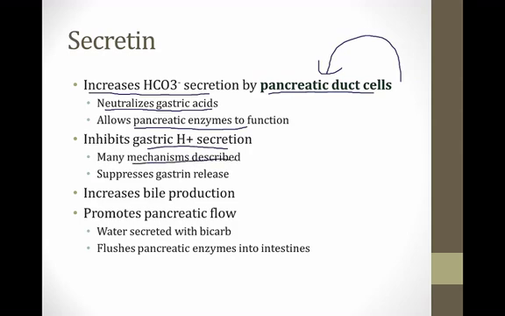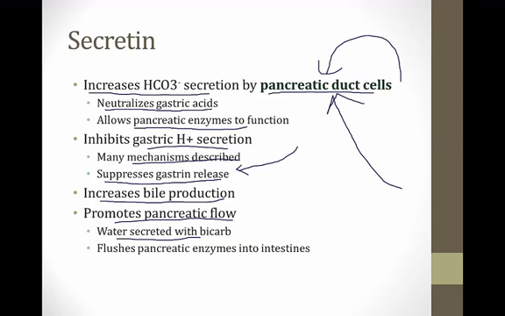Many mechanisms have been described, but one of the important ones that we'll talk about in a minute is that secretin normally suppresses gastrin release. This does not occur in gastrinomas, and that's one of the clinical uses of secretin. We'll talk about that in the next slide. Secretin has also been shown to increase bile production, and it also promotes pancreatic flow. Water is secreted with the bicarb that gets stimulated to be released by secretin, and then this flushes pancreatic enzymes into the intestines.